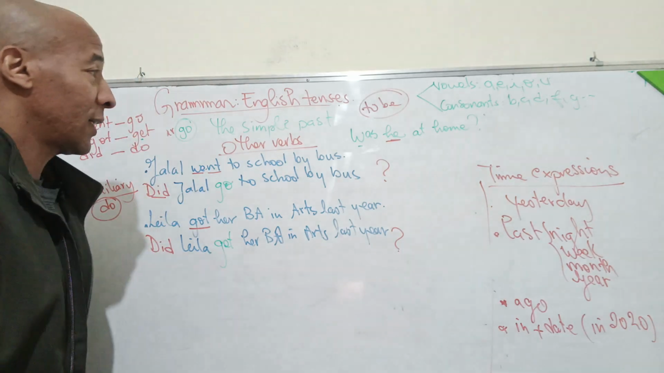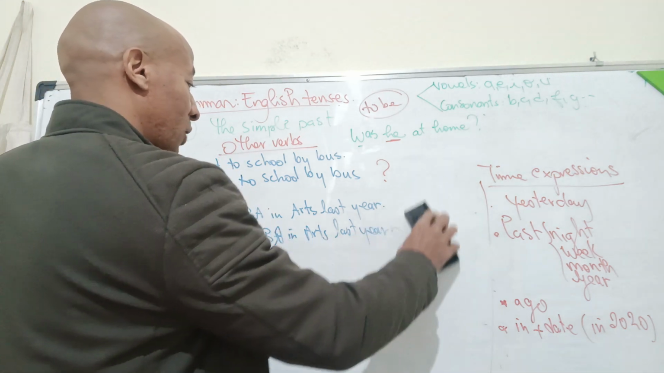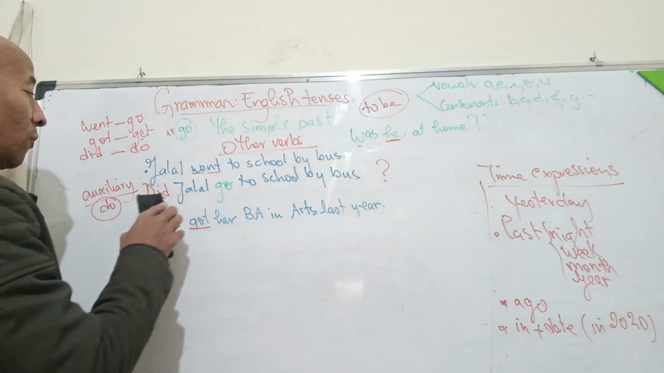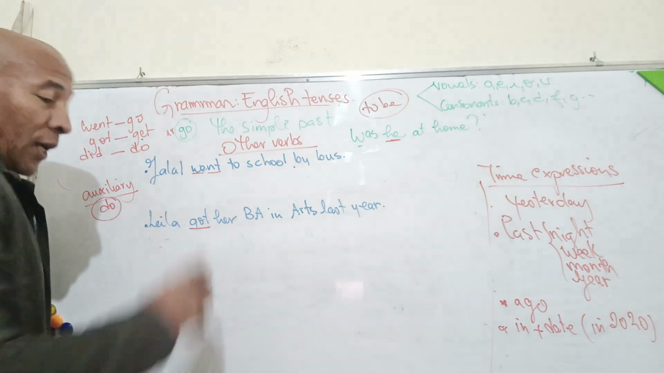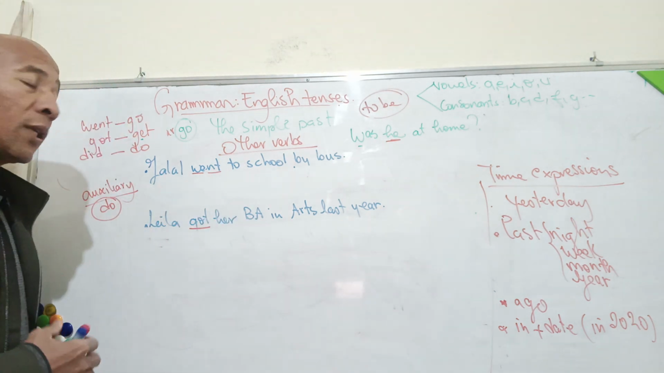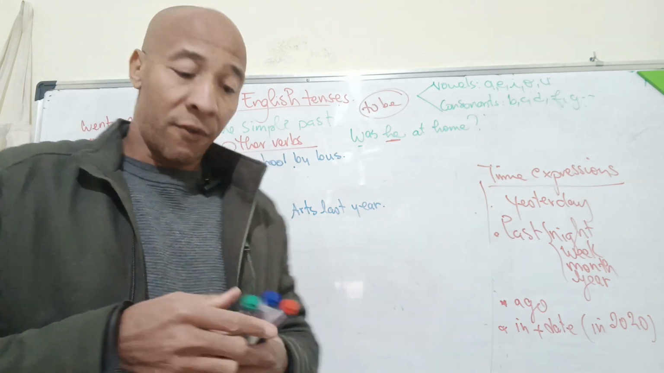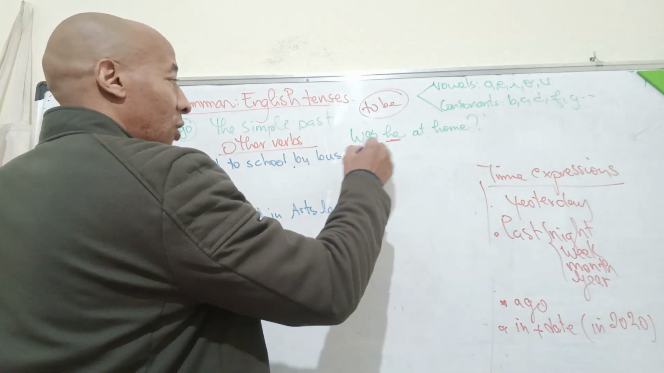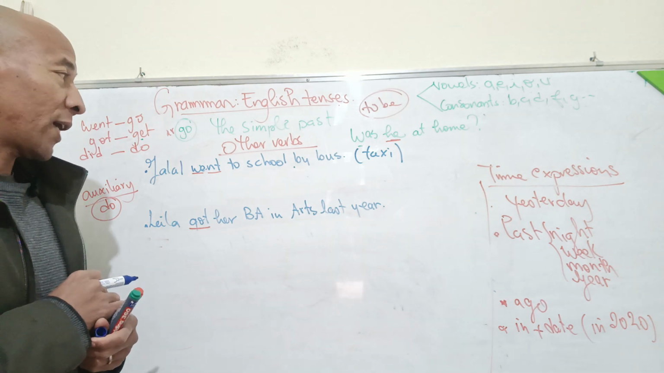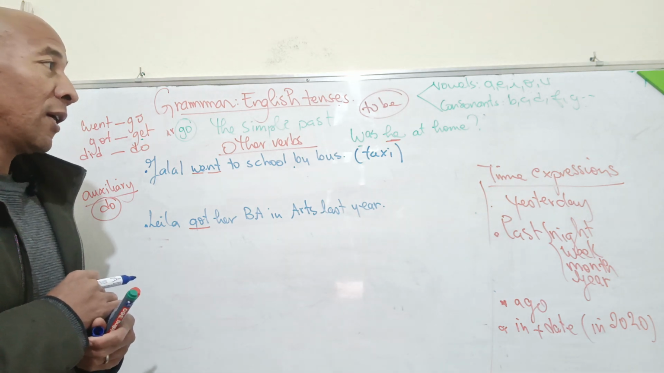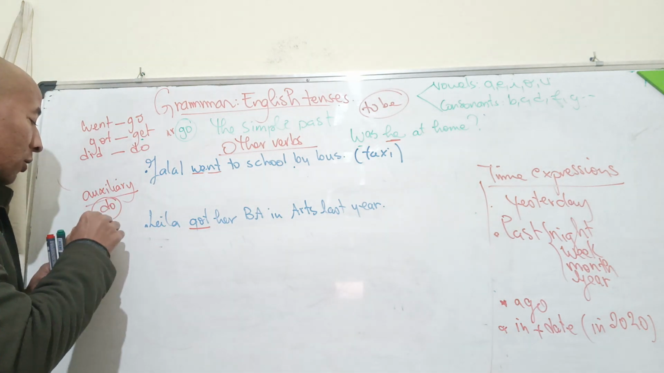Now we have the last form, which is the negative. Maybe we have to keep the same sentences. Why not? Let's keep the same sentences to save time. Okay. Now, Jalal went to school by bus, right? Now, I would say no. For example, let's say that Jalal took a taxi to his school, okay? Then I would use the same auxiliary, but we have to add negation not.